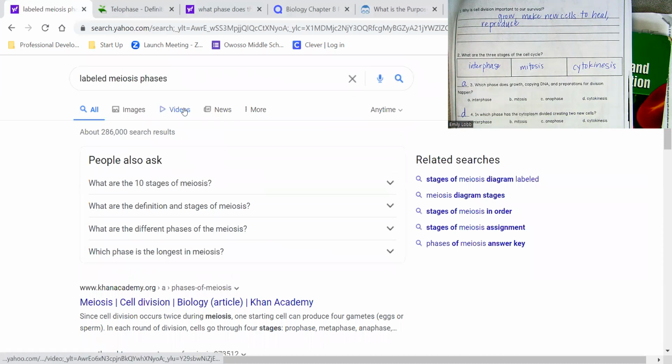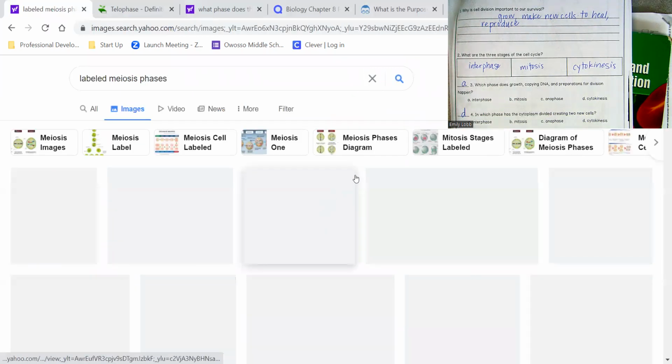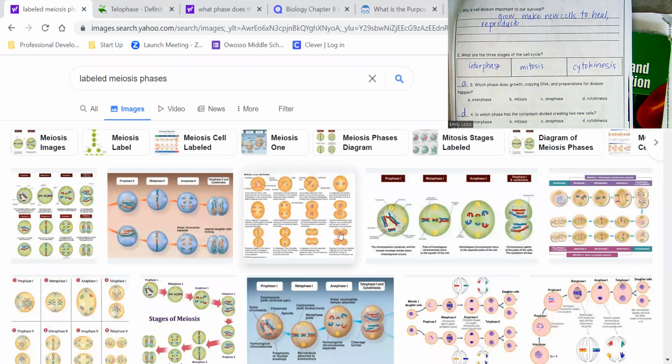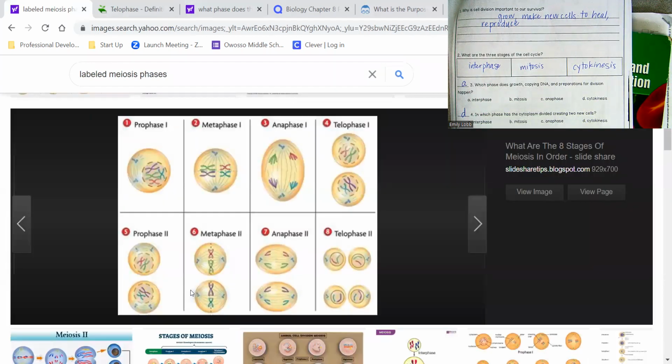Meiosis, not mitosis. I'm trying to look and see. Oh, this looks pretty good. That's a good picture, we can use that right now. All right, so I realized that they're a little different. Maybe your chromosomes are turned to the side or something.